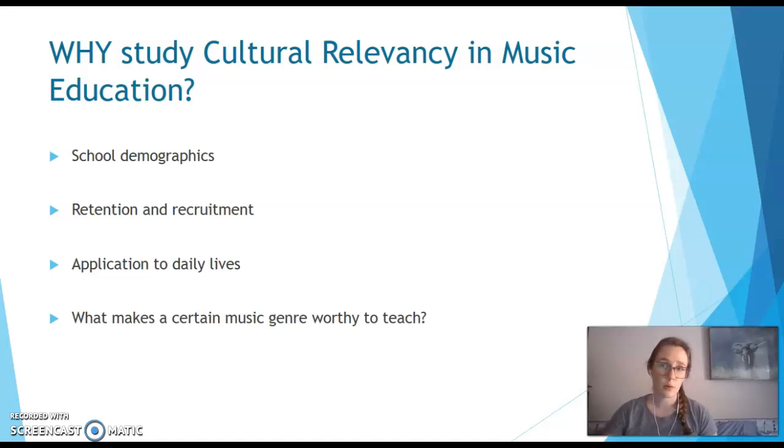If you want to build a program, you need to make sure that the music classes you're offering fit the lifestyles or the interests of your students. That goes along with the application of daily lives. And then this last question down here is more of a get-you-to-think question. What makes a certain music genre worthy to teach in school, and what makes a genre not worthy to teach?